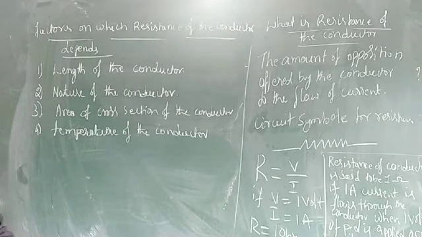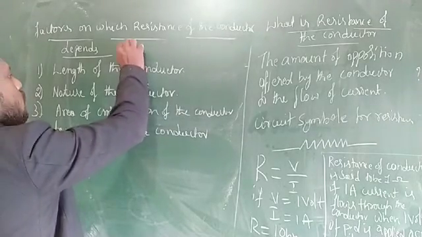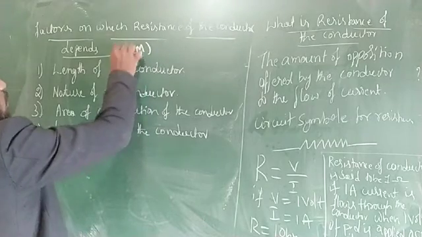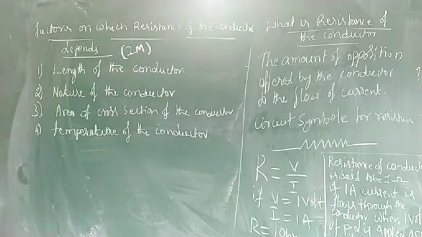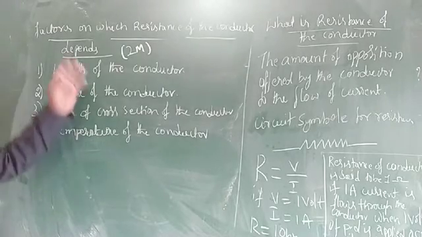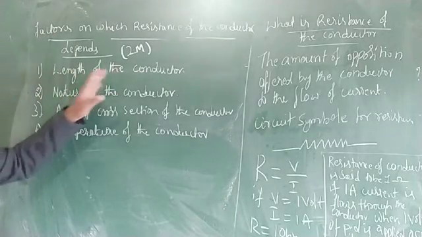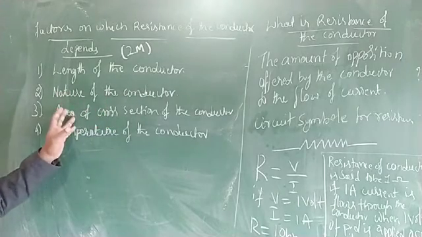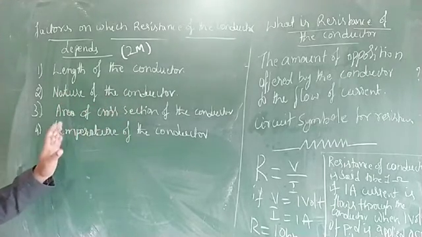This question is very important for annual examination, 2 marks. On which factors does the resistance of the conductor depend? First one is length of the conductor, nature of the conductor, area of cross section of the conductor, and temperature of the conductor.